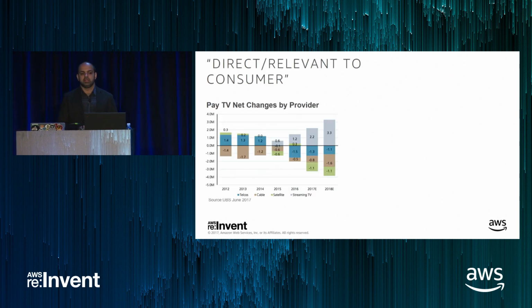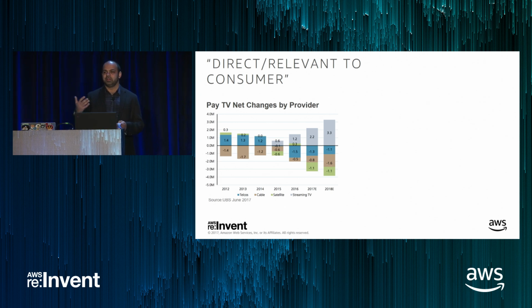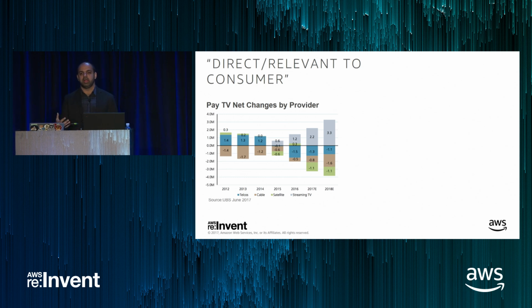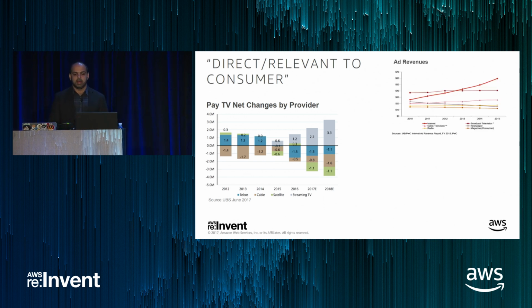The other trend that we are seeing is that companies want to be direct to the consumer, or also more relevant to the consumer, right? So in the old days of broadcast, it was hard to do personalized advertisement or to-the-point content for specific audiences, whereas streaming on specific devices really allows the content owner to do that.